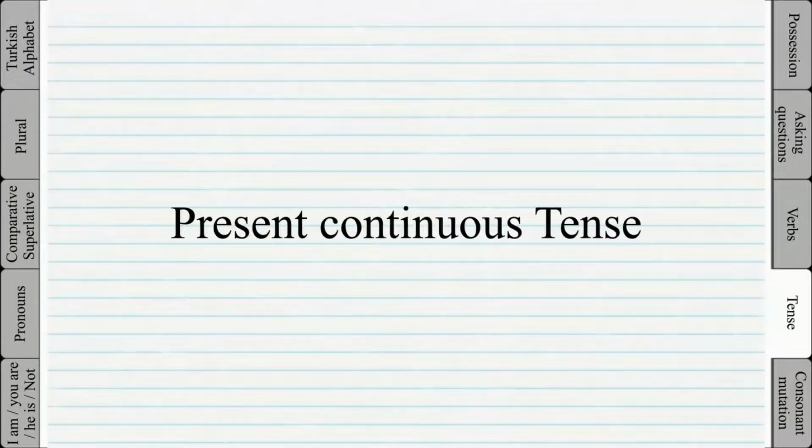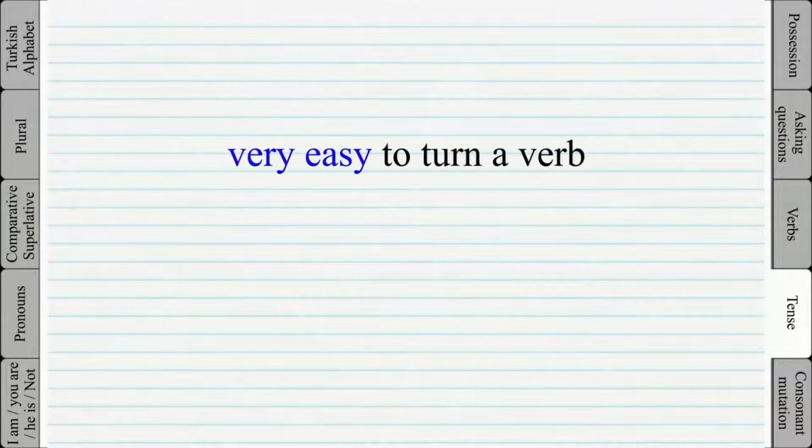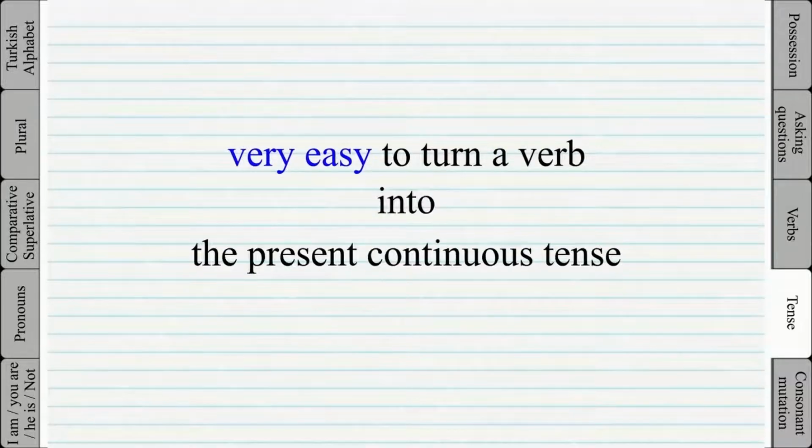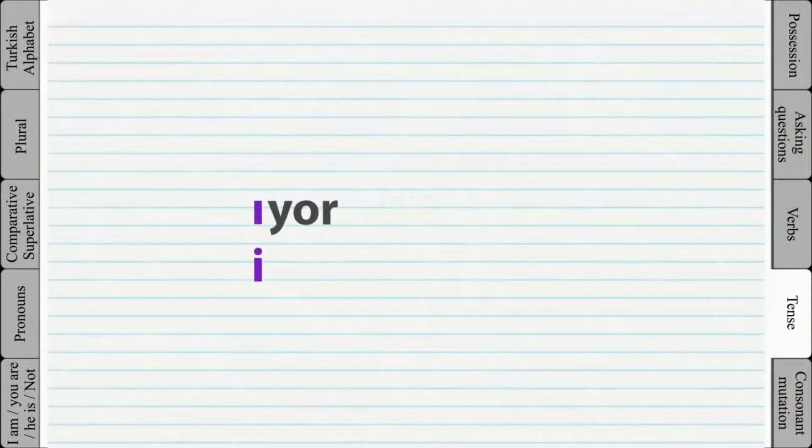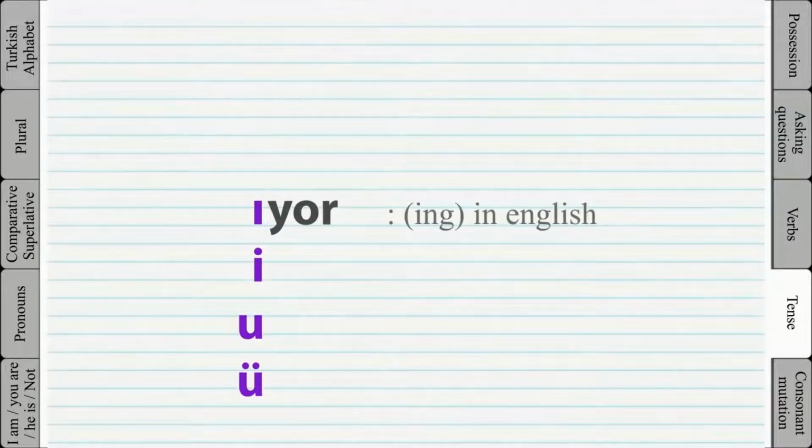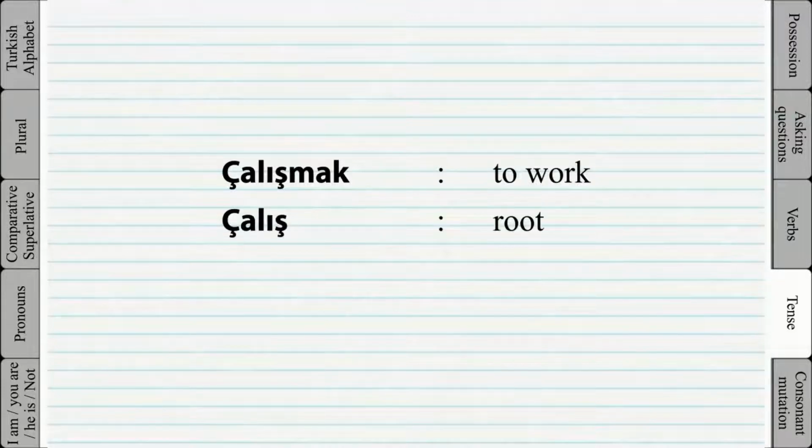Present continuous tense. It is very easy to turn a verb into the present continuous form. The yor is like the ing in English. Simply add the yor after the verb root and then add the personal ending. For example, çalışmak, to work. Remove the mak to get to the verb root and then add the yor and then the personal ending.